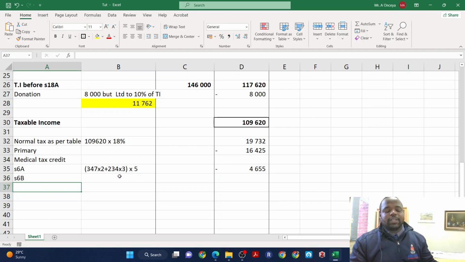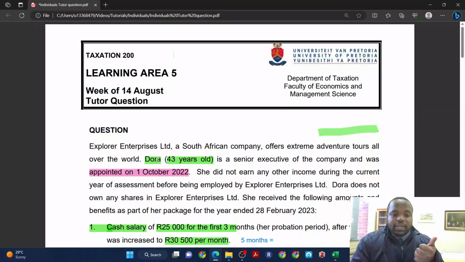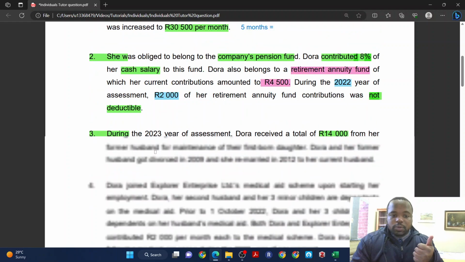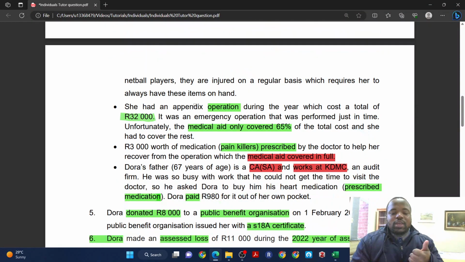So, but then we ask ourselves, okay, now we're doing 6B, that's cool, but under which category? First category, ask yourself, is Dora 65 years old? No, she's 43. Is Dora disabled? No. She just had an appendix operation, but she's not disabled. I don't know what an appendix is, but I don't think she's disabled.